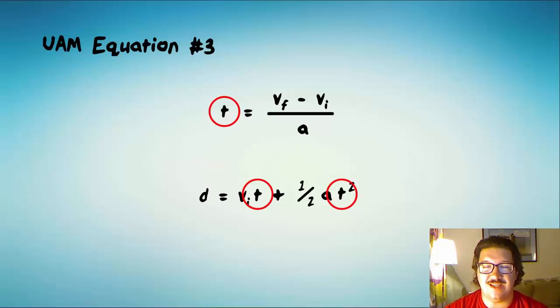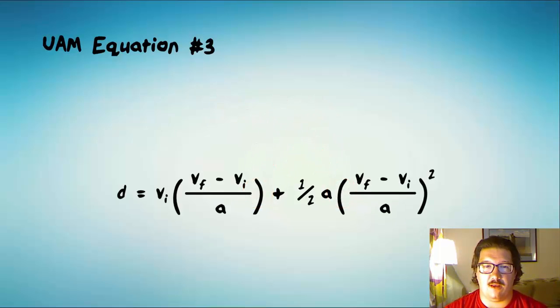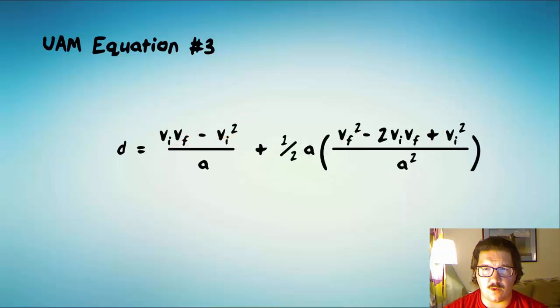UAM equation number 2 has 2 t's in it, and now we have an equation for t. Right? We could replace any t we see with (vf minus vi) divided by a, and that's exactly what we're going to do. We're going to take that whole term and replace the t's with (vf minus vi) over a. So those are going to go in right there, and that looks like this. Right? And we're going to clean this up. We'll just get right into it. Let's distribute that vi into the (vf minus vi), and let's square that term on the right. Okay, so when we do that, we get this mess.